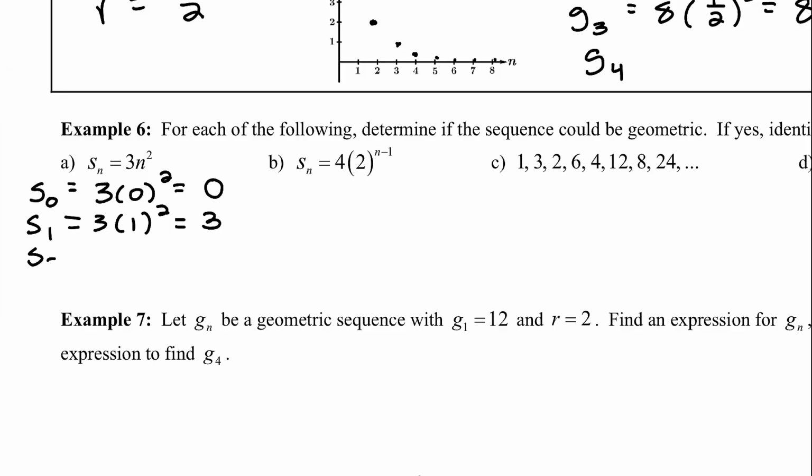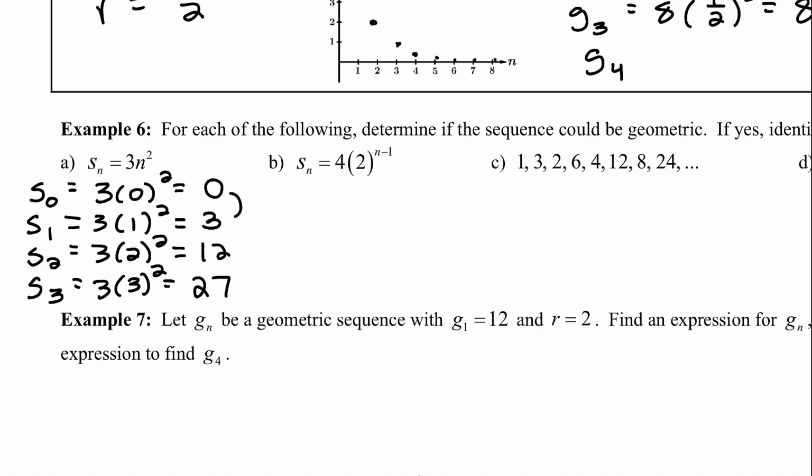If I plug in a 2, I get 2 times 2 is 4. 4 times 3 is 12. You should notice right away that's not going to work, right? And if you want to do one more just to check, I get 9 times 3. 9 times 3 is 27.